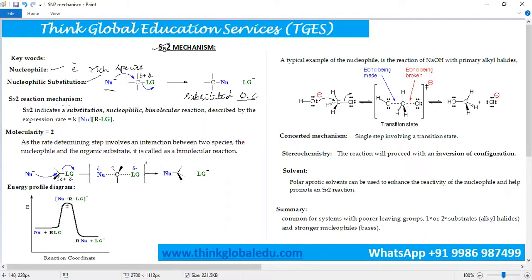Coming back to the SN2 reaction mechanism, here SN2 indicates a substitution nucleophilic bimolecular reaction, which is described by means of a rate expression in which the rate of a reaction depends on the concentration of both the nucleophile and also on the leaving group. The molecularity of this reaction is considered to be 2 because the rate determining step involves an interaction between the two species such as the nucleophile and also the organic substrate.